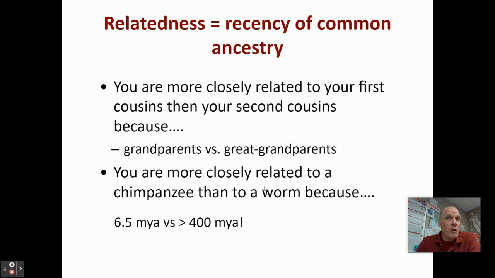You are more closely related to a chimpanzee than to a worm, because our last common ancestor with chimps was about 6.5 million years ago, versus with worms, it was over 400 million years ago. And the data backs this up.